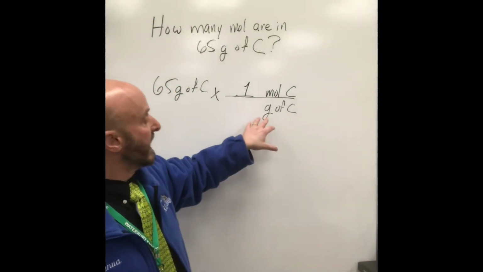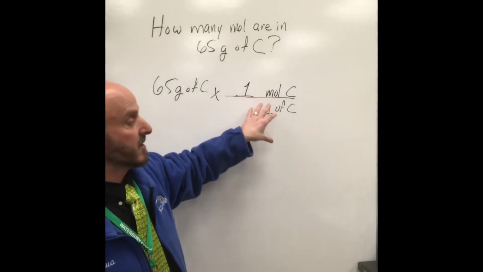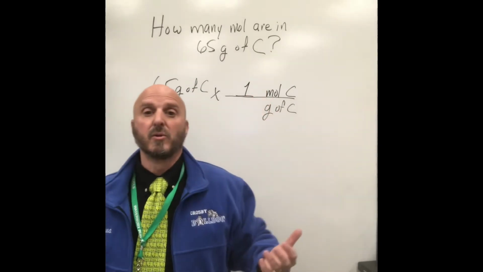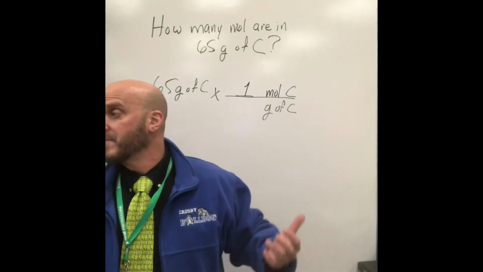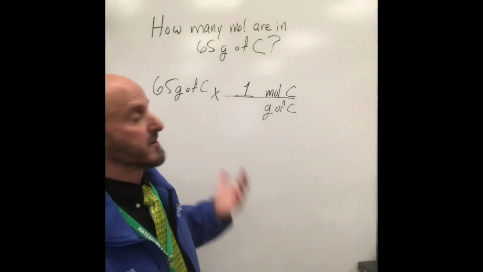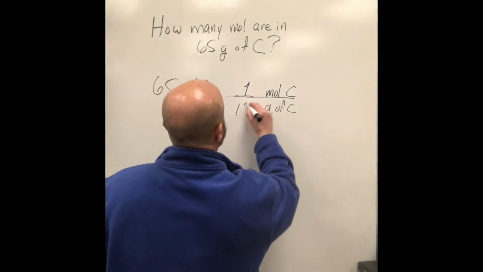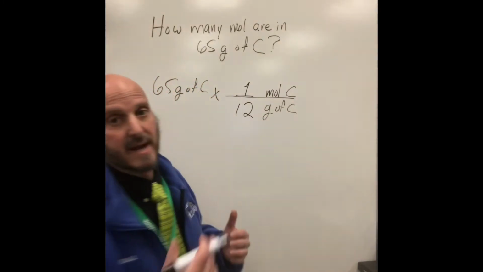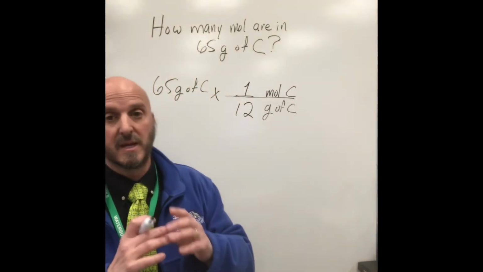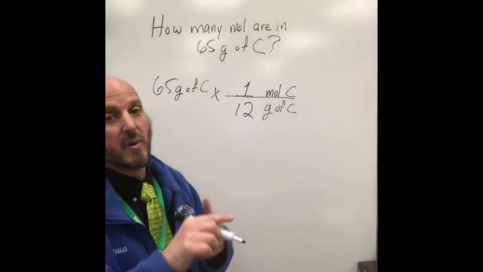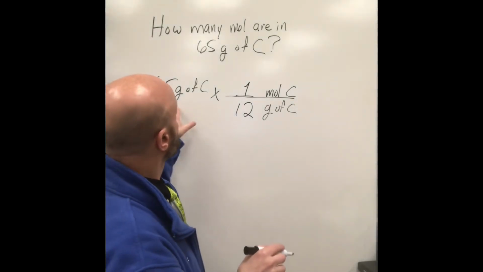Now if you see gram in the fraction part, you have to go to the periodic table and look for the atomic mass. The atomic mass of carbon, we're just going to round it, is 12. So this number comes from the periodic table. You go to the element key, look for the atomic mass. It's usually the one with the decimal point in it. Then you just do the math.